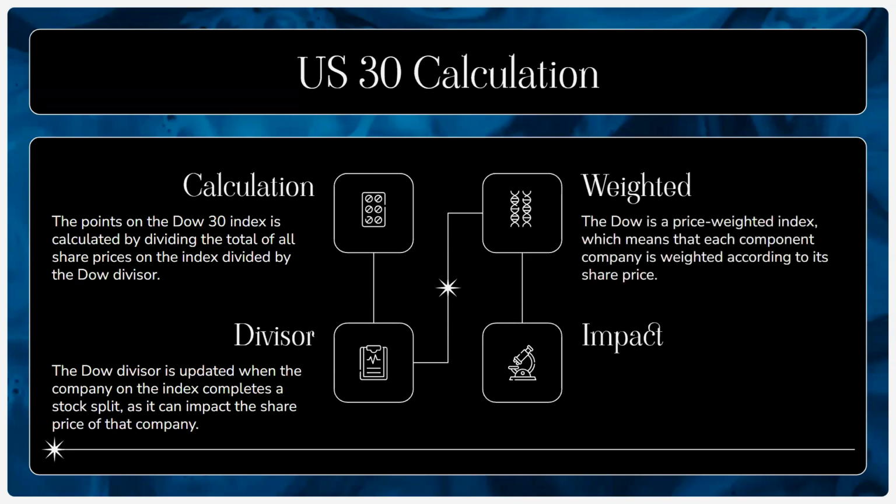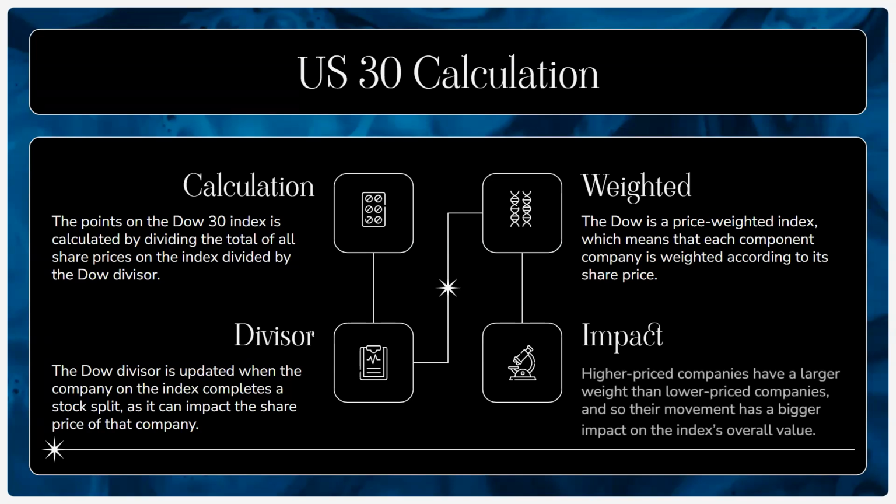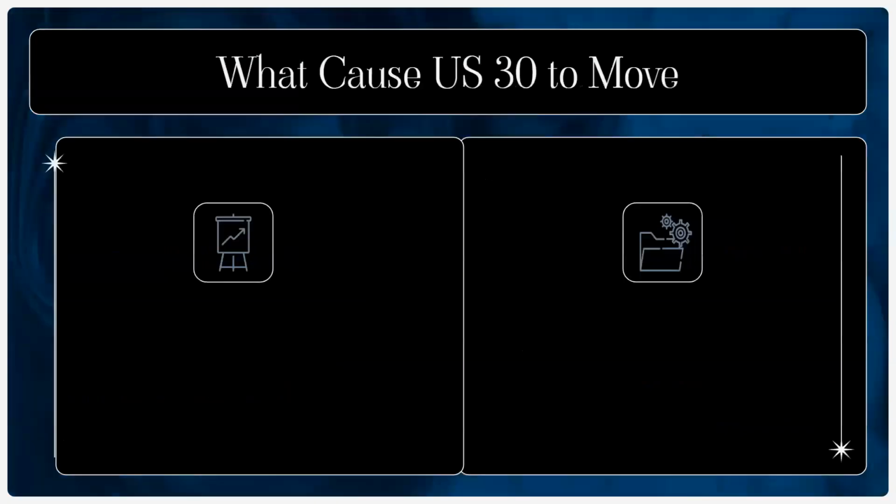Weighted. The Dow is a price-weighted index, which means that each component company is weighted according to its share price. The impact: higher-priced companies have a larger weight than lower-priced companies, and so their movement has a bigger impact on the index's overall value.